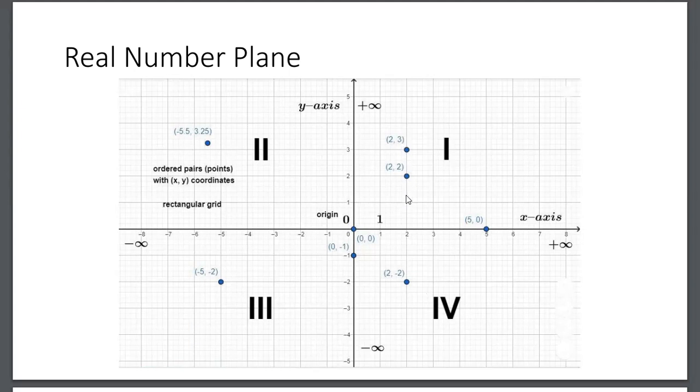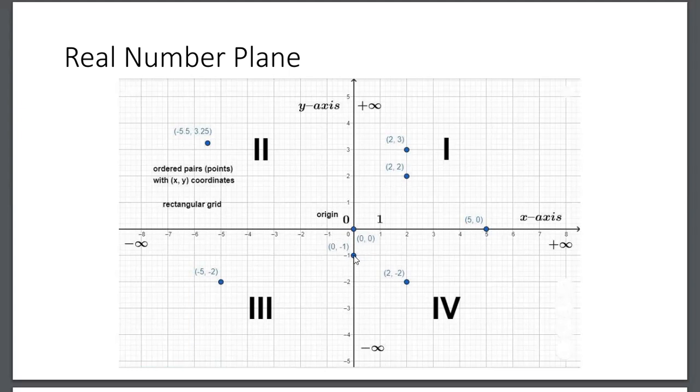(2, 3) is 2 from the origin. It's 2 over to the right and 3 up. That point right there. They're stacked on top of each other vertically, those 2 points. (5, 0) lies on the x-axis. It's 5 units on the x and 0 units on the y. The origin, of course, (0, 0).